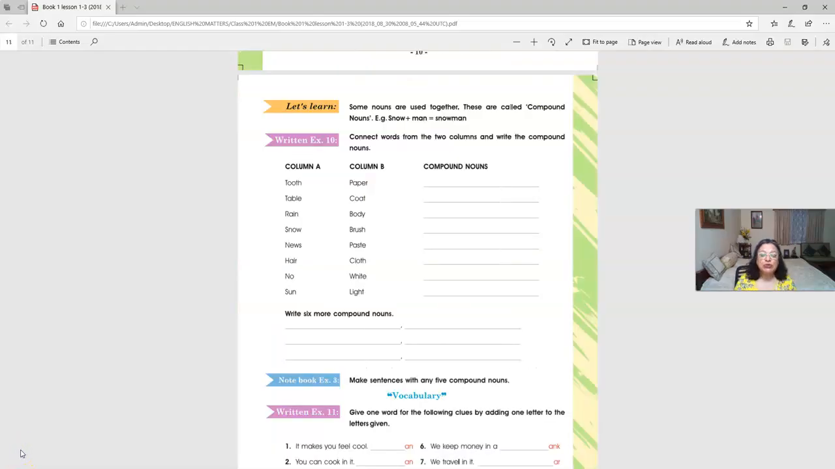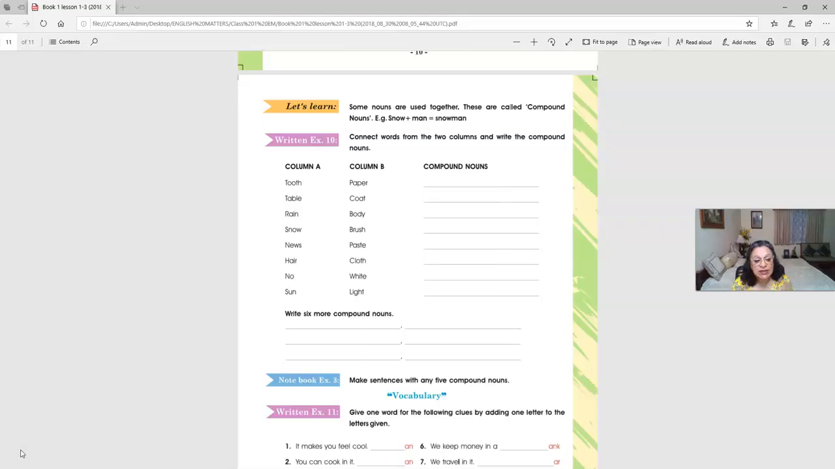Now we did two types of nouns, proper noun and common noun. Proper noun with a capital letter, common noun with a small letter. Now sometimes we see two names together. When two names are said together, then they are called compound nouns. Compound nouns are two names together. Like snow is the name of a thing and man is the name of a person. But when you say, I made a snowman, so snowman is a compound noun.